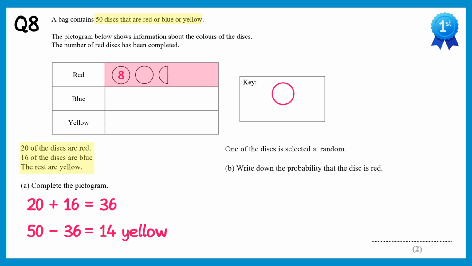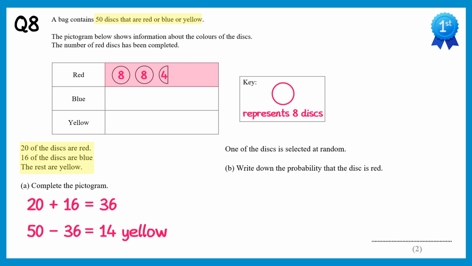you can see that one circle must be 8, then we get a second circle, which is also 8, so 8 add 8 makes 16, and then half a circle, so half of 8, which is 4. And if you add the 8 and the 4 together, you do get 20 red discs. So each of the circles in the pictogram must represent 8 discs, so we'll add this to our key. Now we just need to complete it for blue and yellow.